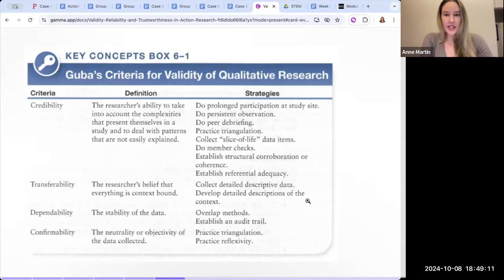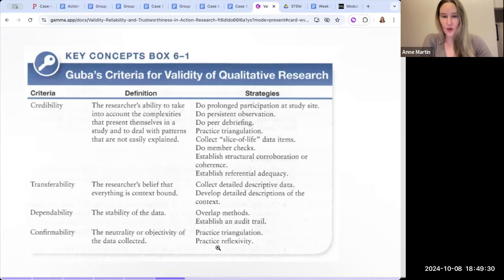We talked about thick, detailed description. Dependability is like overlap methods, like both quantitative and qualitative, having an audit trail, things like your timeline, things like keeping a researcher's journal to show what you are doing at different stages of the process.